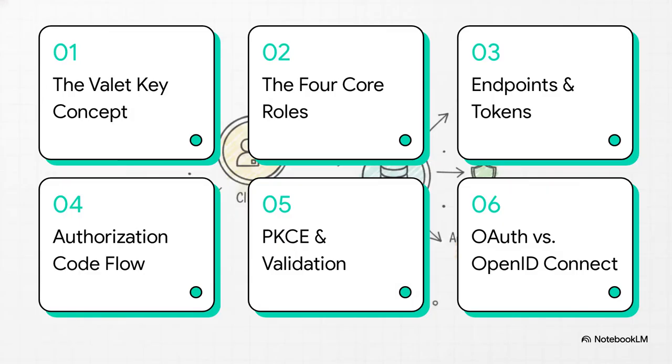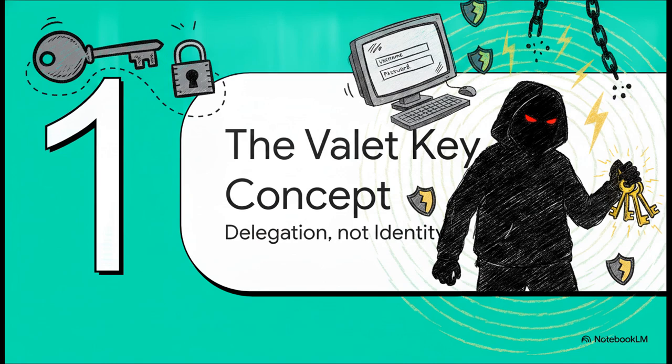Okay, let's dive right into our roadmap for today. We're going to be covering the Valet Key concept, the 4 core roles, endpoints and tokens, the authorization code flow, PKCE and token validation, and finally, we'll look at OAuth versus OpenID Connect. All right, let's kick things off with part 1, the Valet Key concept.